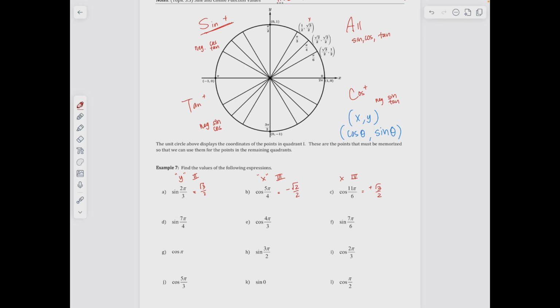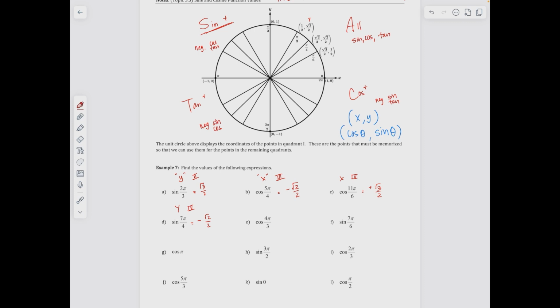Okay, letter D, sine of 7 pi over 4. So it's my y coordinate. It's in quadrant number 4. All Students Take Calculus. I know my answer is negative. Because it's the pi over 4s, I know it's root 2 over 2. So my answer is negative root 2 over 2.